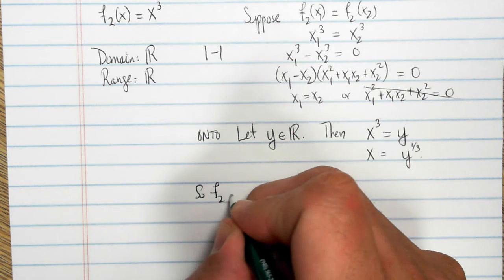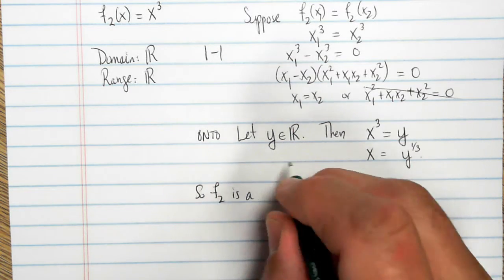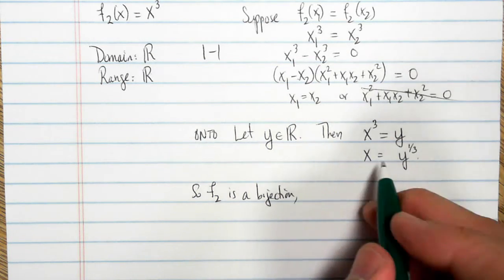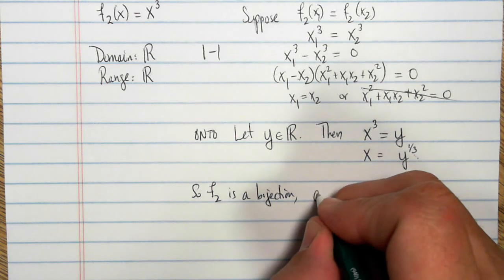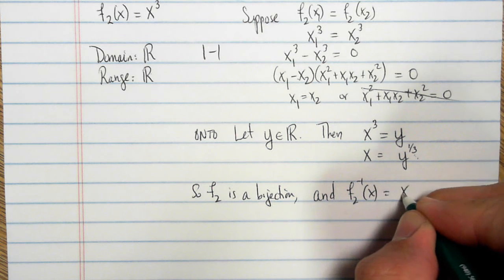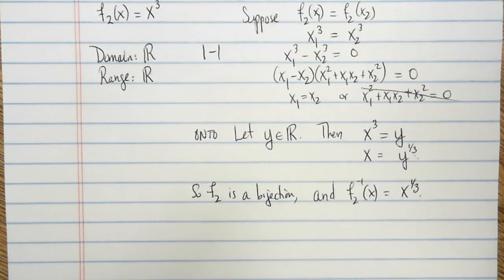So this function f2 is a bijection, and I have basically already written out what the inverse function is. The inverse of this function is simply the cube root of x. Okay, so that's the function f2.